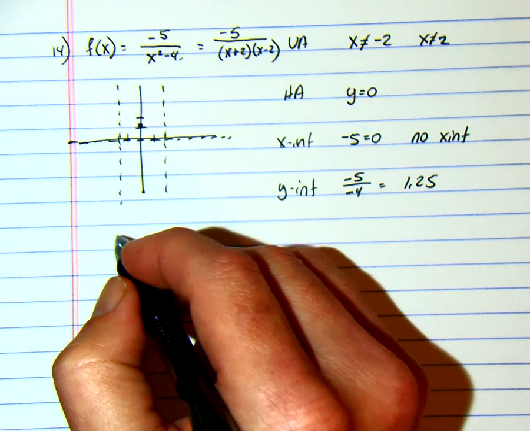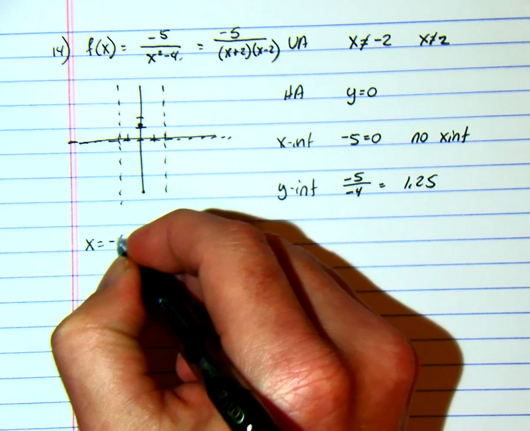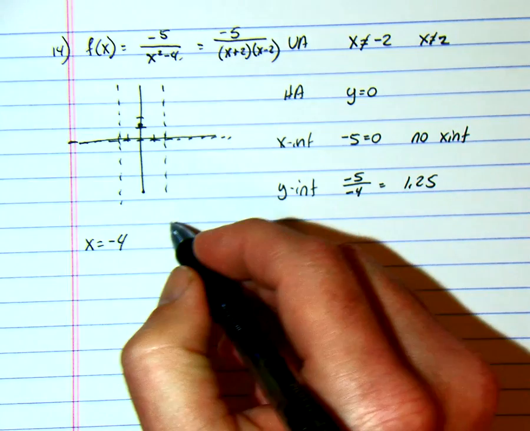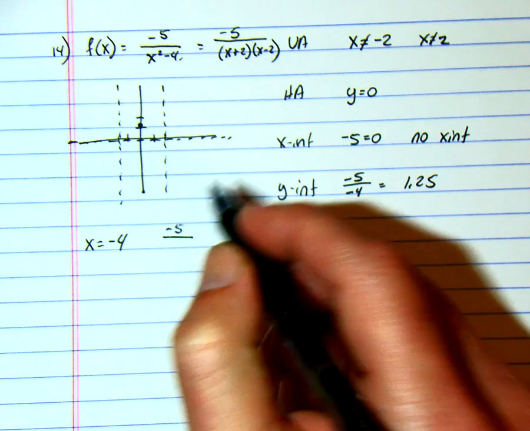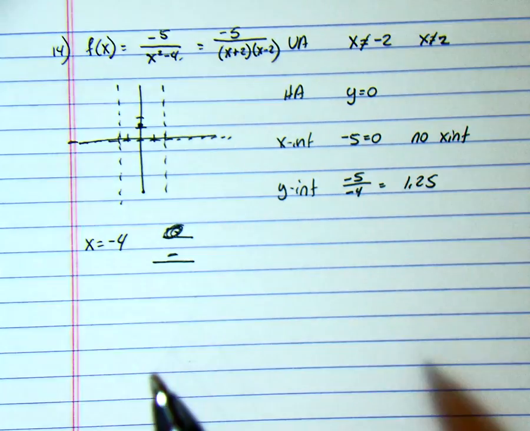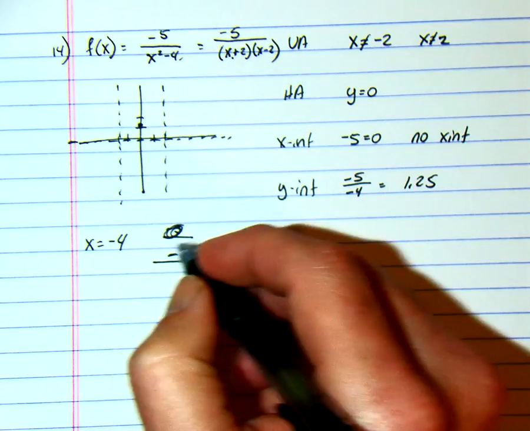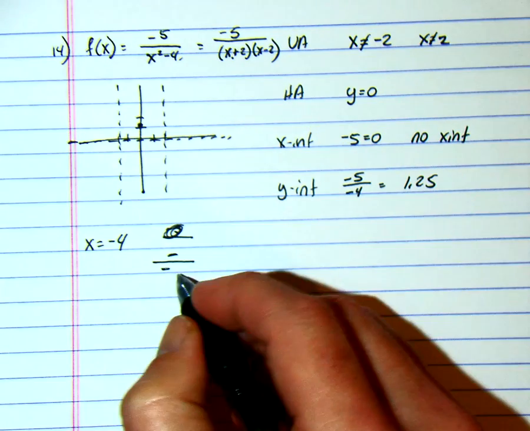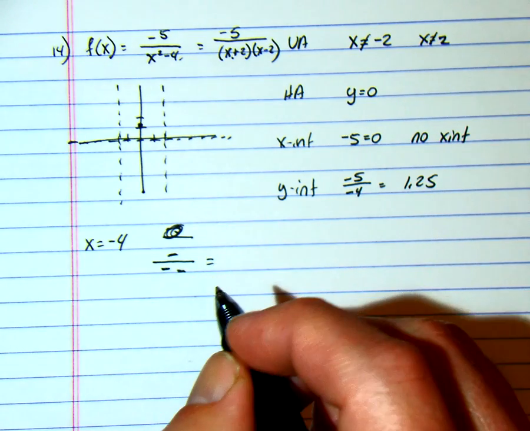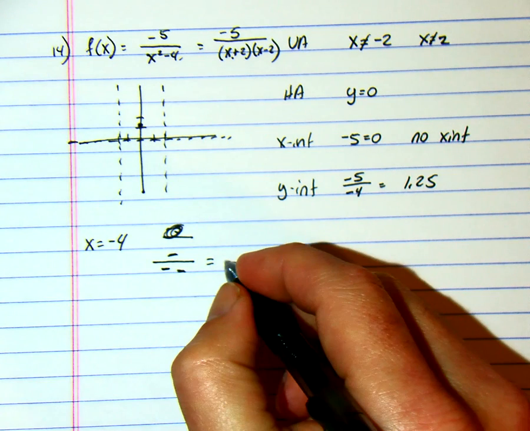So here we go. We're going to do a sign test. I'm going to test out here -4. So we're going to roll with -5 all over. And actually, again, it's a sign test. I didn't need the 5 parts. We have a negative on top all the time. -4 plus 2 is going to give me a -2. -4 minus 2 is a -6. I have 3 negatives, which is going to give me an overall sign of negative.